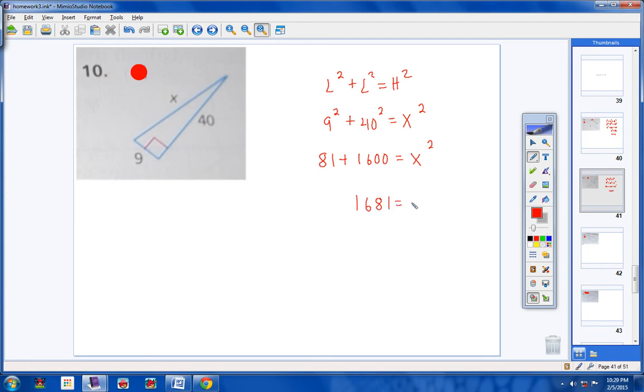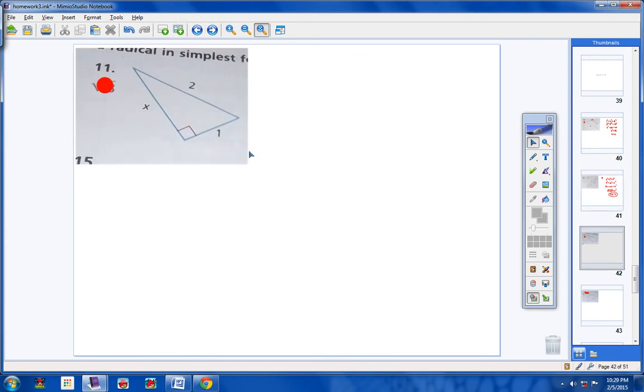1681 equals x squared. Now take the square root of both sides, and this is actually a perfect square. If you type the square root of 1681 into your calculator, you will get 41. And of course the square root of x squared is x. So the value of x is 41. Moving on to number 11.